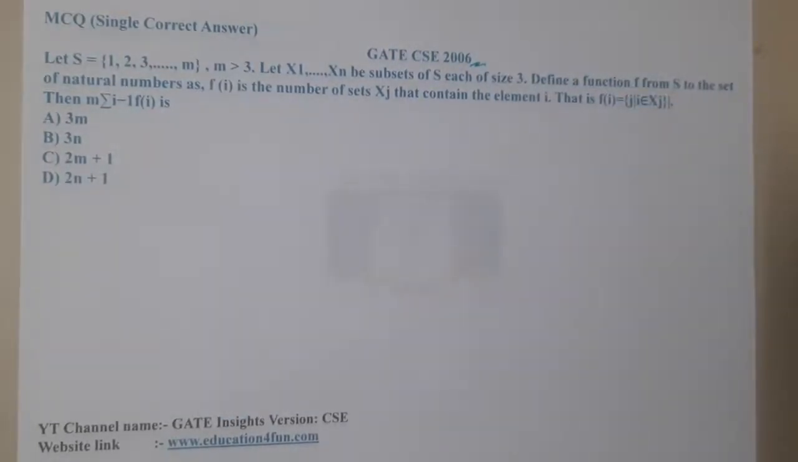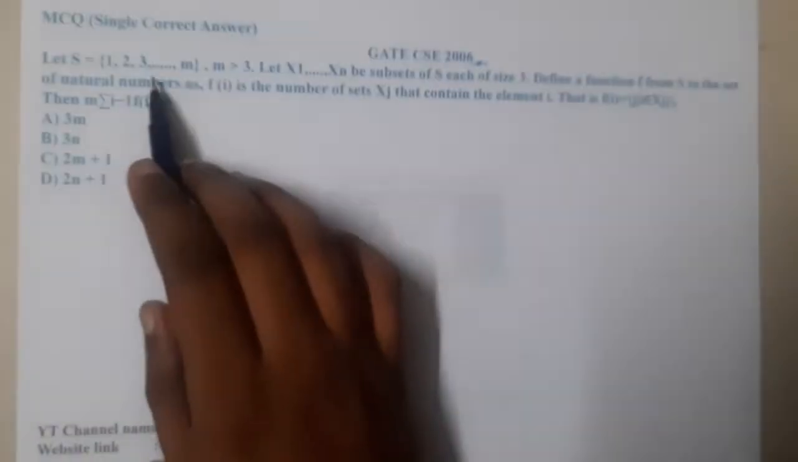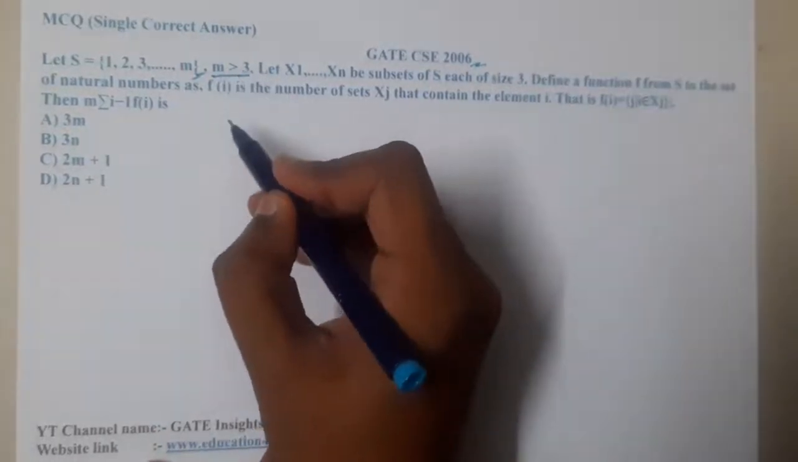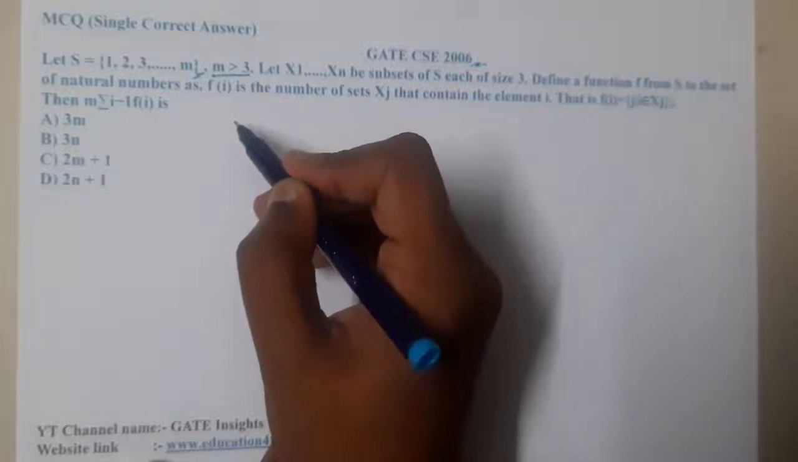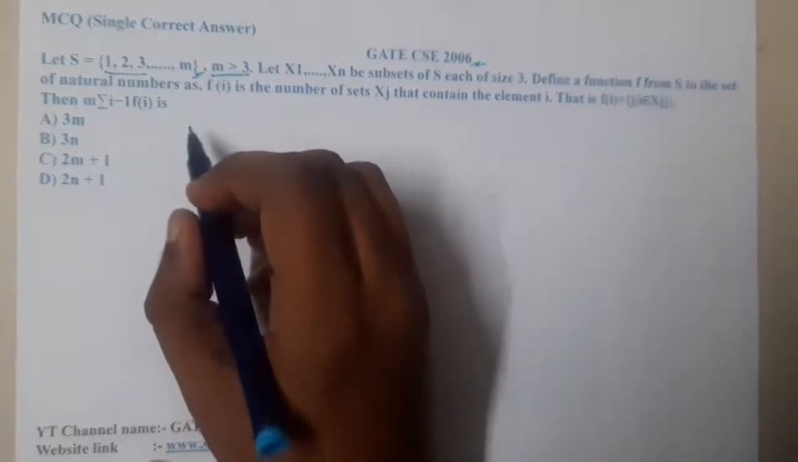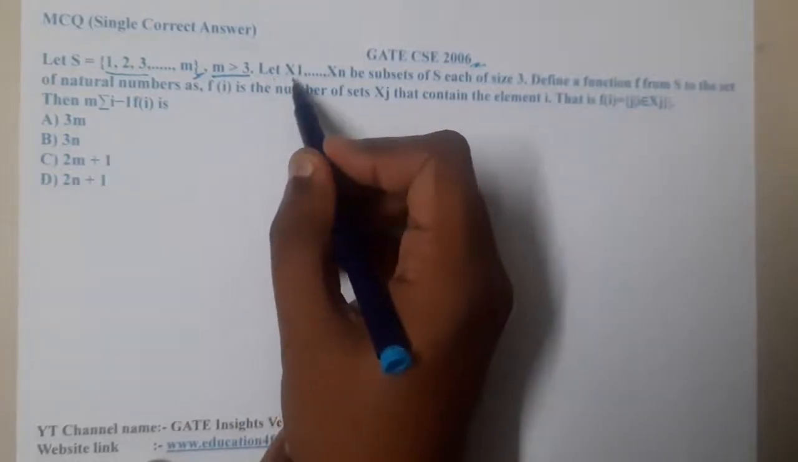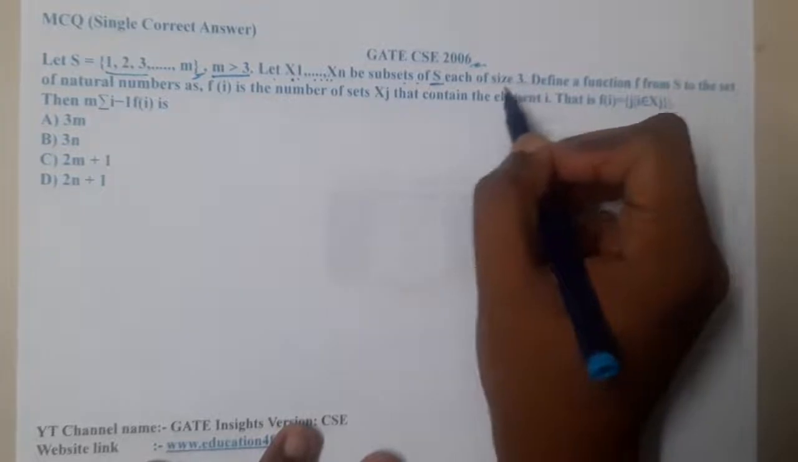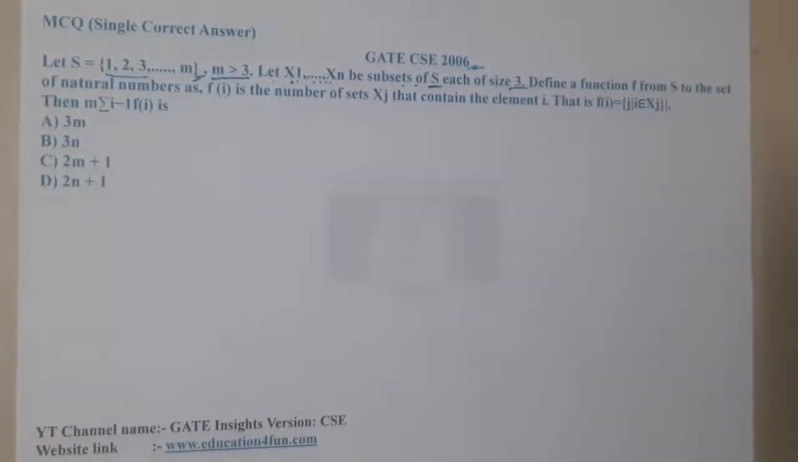The question is: let S equal 1, 2, 3 and so on up to m, and m is greater than 3. So basically the minimum numbers will be 1, 2, 3. Let x1 to xn be the subsets of S, each of size 3.